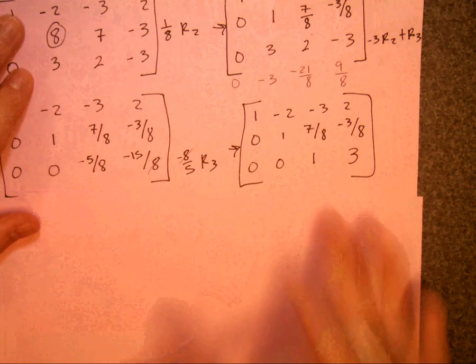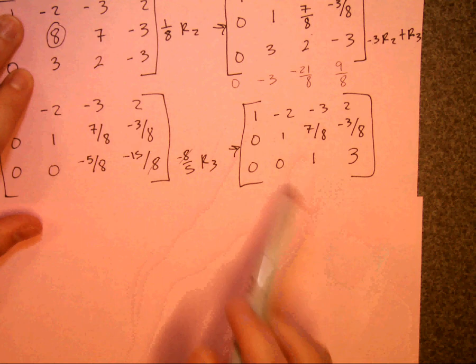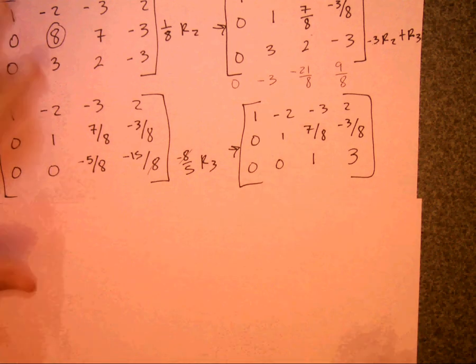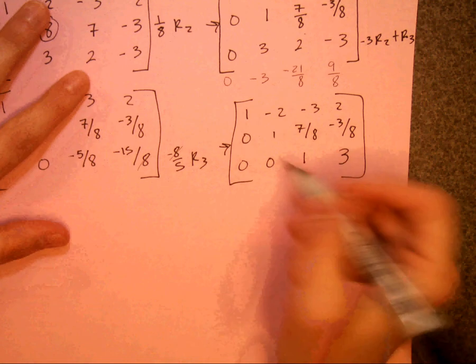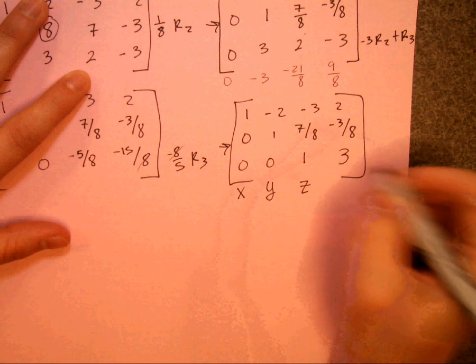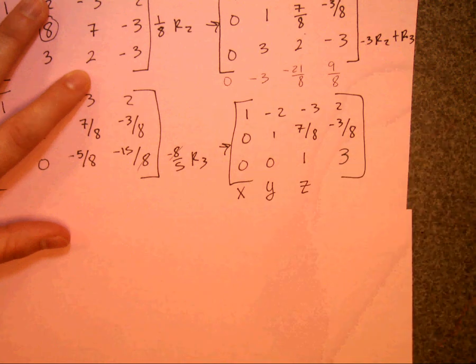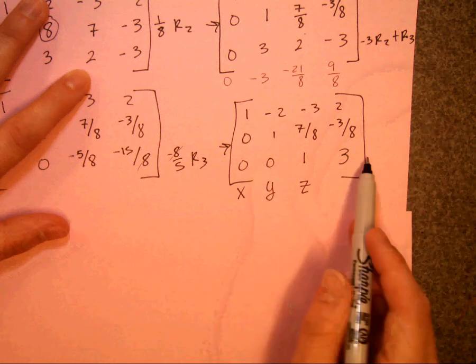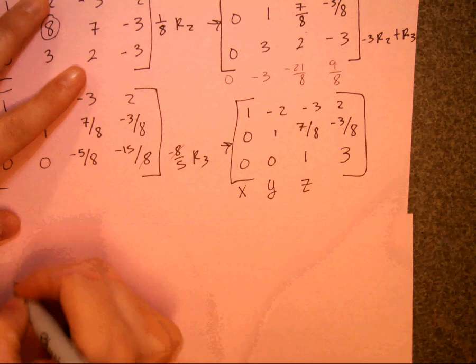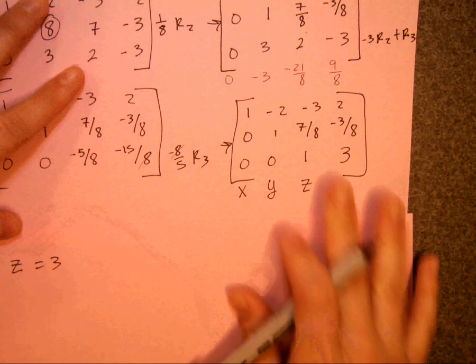Alright, so now that I have ones all down my diagonal and zeros on the bottom, I can go ahead and pull out the equations and see what I have. Remember the first column, these are my x's, these are my y's, these are my z's, and these are what they're equal to. So starting with the bottom equation, I have no x's, no y's, but it tells me that z is equal to 3.